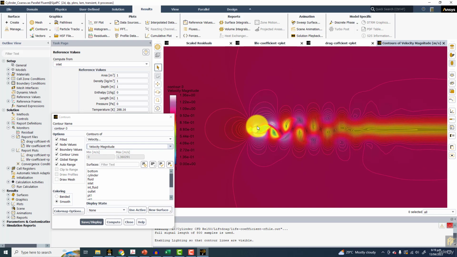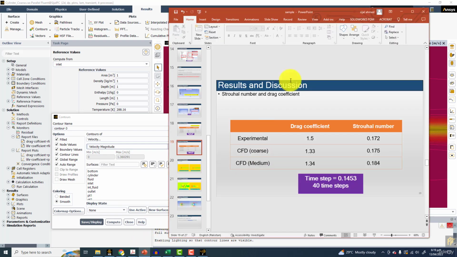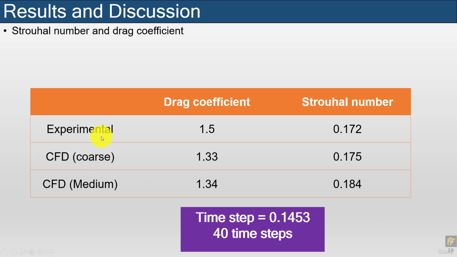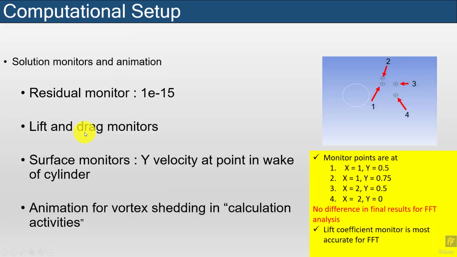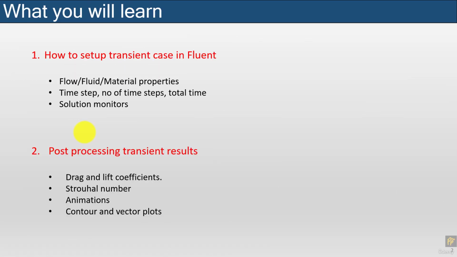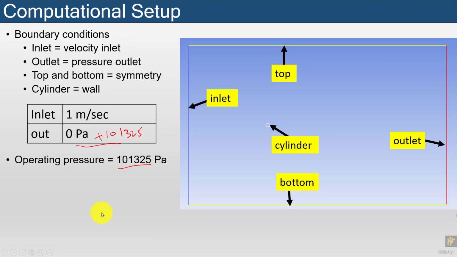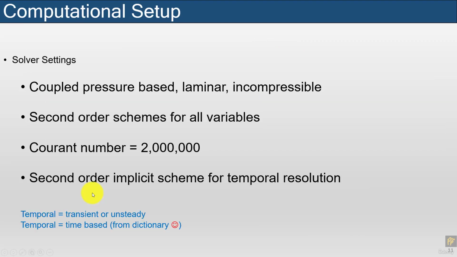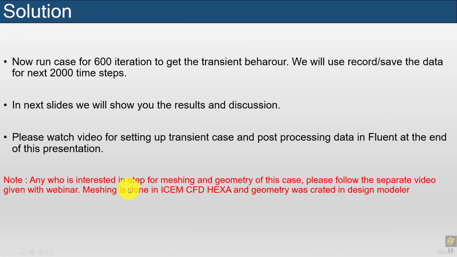Okay, so by going through all these things, we have covered everything which is described at the start of the workshop, what we are going to cover in this whole exercise. So we covered all these things. We covered the drag and lift coefficients, Strouhal number, animations, contour and vector plots. And we made the geometry, we made the mesh, we set up the case, ran the case, and I told you how to run the case. First, how many time steps, then how to save the data, and then how to post-process those data files. And we also made the animations, we got the lift and drag coefficients, we got the frequency.